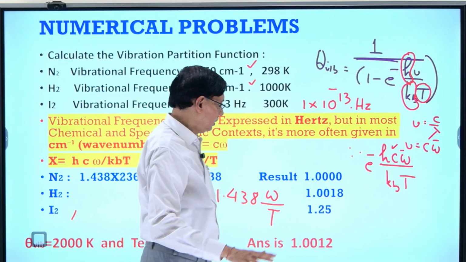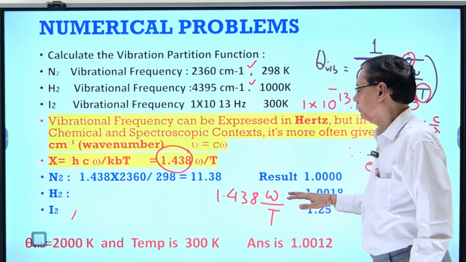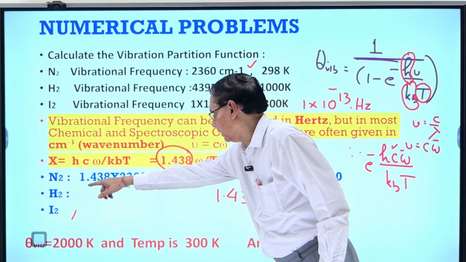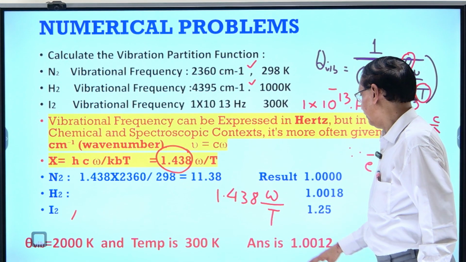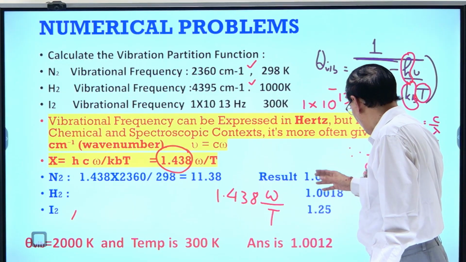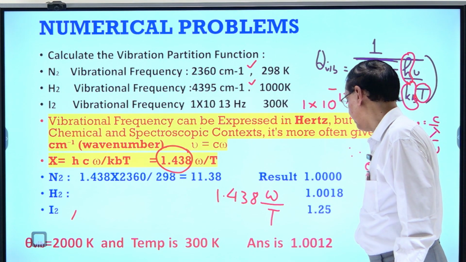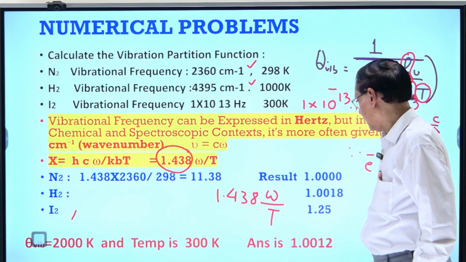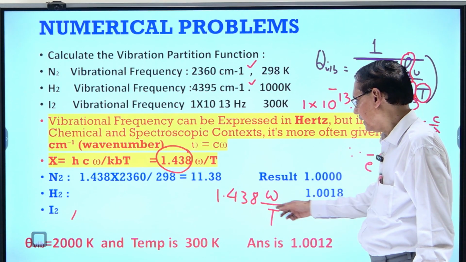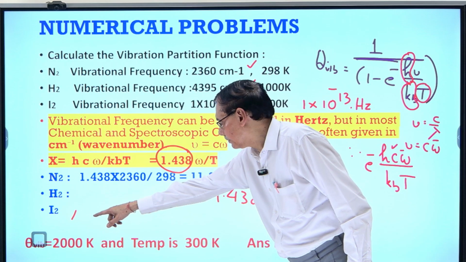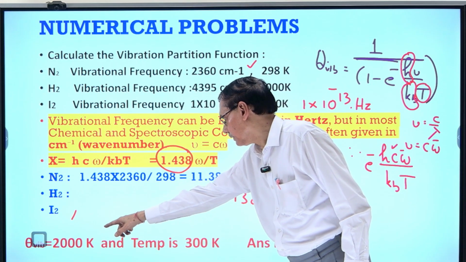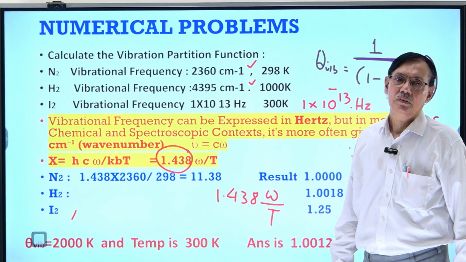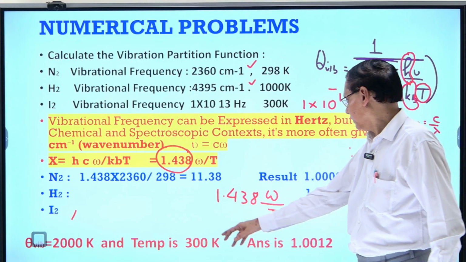I will not solve all those problems. They are given in different books. I am just giving you hints on how to solve these, for nitrogen, hydrogen or iodine; everywhere you see the result is 1, 1.08, 1.25. But one thing is important: sometimes in objective type questions where no calculation is required, they ask that theta vibrational is 2000 K and the temperature is 300. Calculate the vibrational partition function.